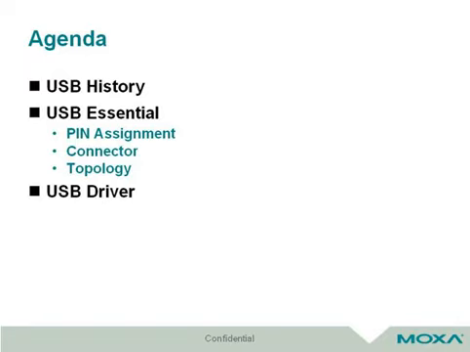The first part is the history of USB specification. The second part is the USB essentials, which includes the pin assignment, connector, and the USB topologies. And the last part is going to introduce the USB driver architecture of a USB to serial device.